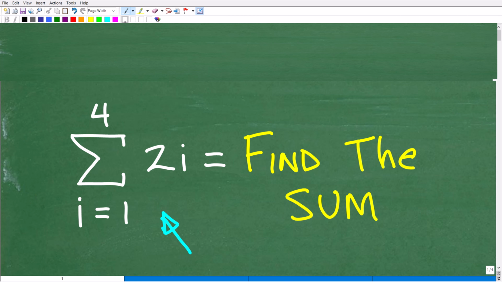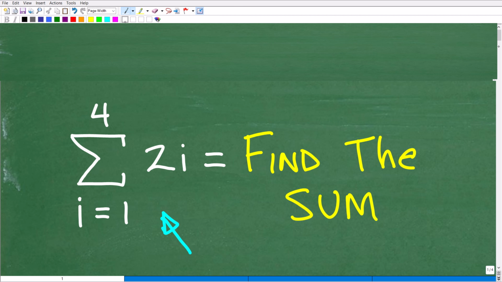But anyways, if you could find the sum of this, that would be outstanding. Go ahead and put your answer into the comment section. I'm going to show you the correct answer in just 1 second, and then I'm going to fully explain what's going on here. All right, so let's go take a look at the answer here.